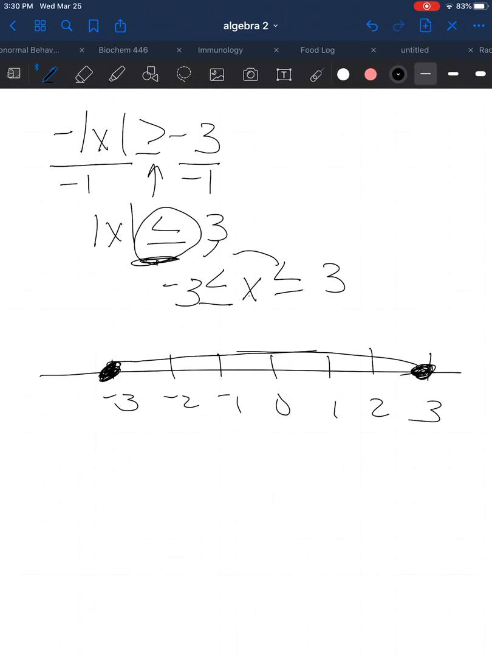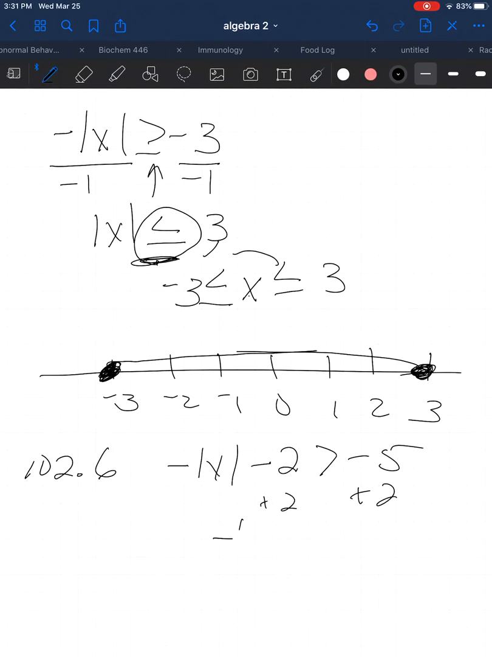All right, last example on this lesson. Graph minus absolute value of x minus 2 is greater than negative 5. Well, before we can do anything else, we need to get the absolute value of x on one side and the number on the other side. Okay, so we're going to add 2 just like we would if that was an equal sign. So that's minus absolute value of x greater than negative 3. And then we can't have negative absolute value of x. So we need to divide by a negative 1.